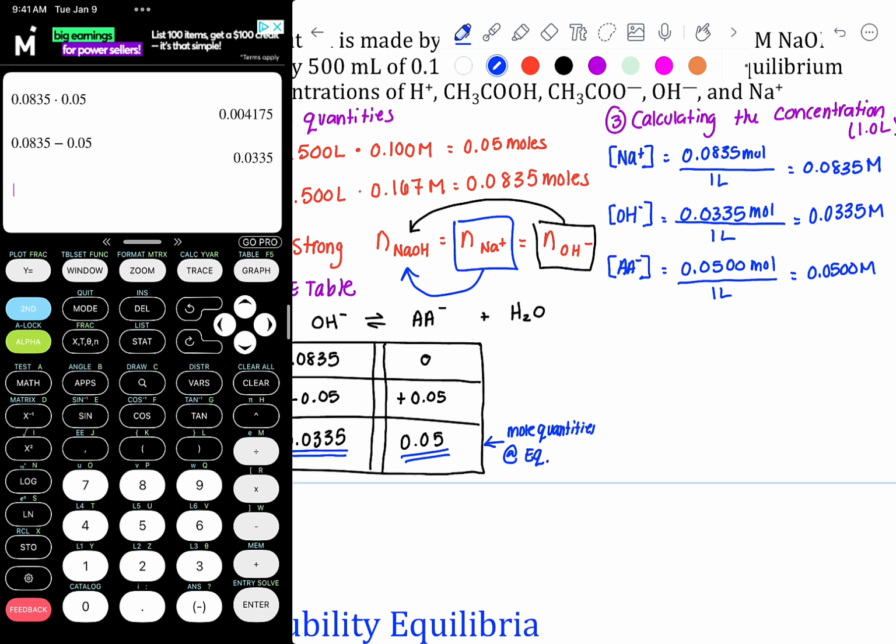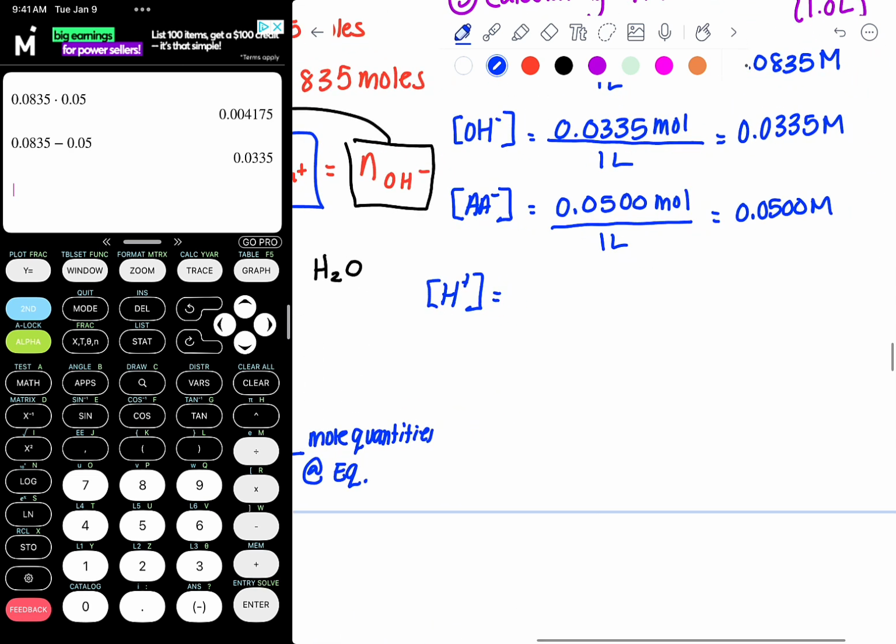So those are the first 3. Those are the easy ones. The difficult ones are going to be the H+ and the acetic acid concentration. However, we can use the information that we already have to solve for those values. Specifically, we can use H+. For H+, we know that, I'm going to write this in a different color. And we'll write it not as an equal sign because it's not the math part.